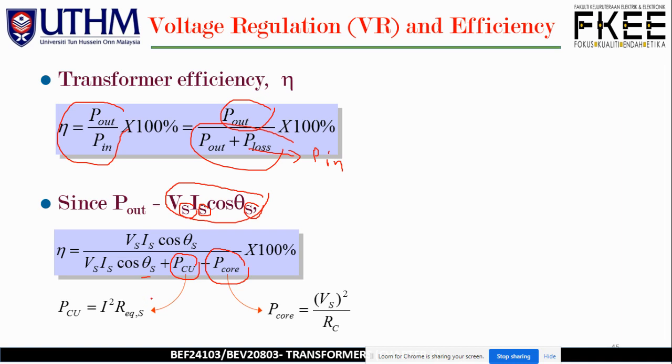So how about the equations? Copper losses is nothing but I squared times Req, right? The secondary. And on the other hand, P core, the core losses, equals Vs squared over Rc. Okay, so the core losses.